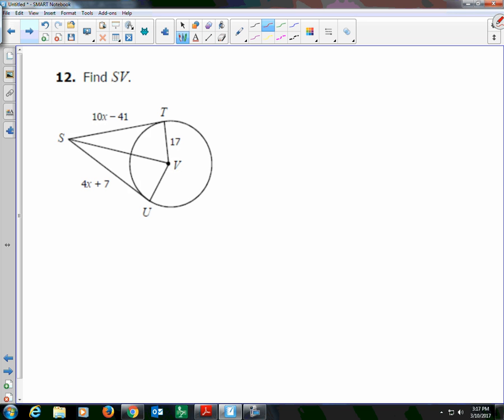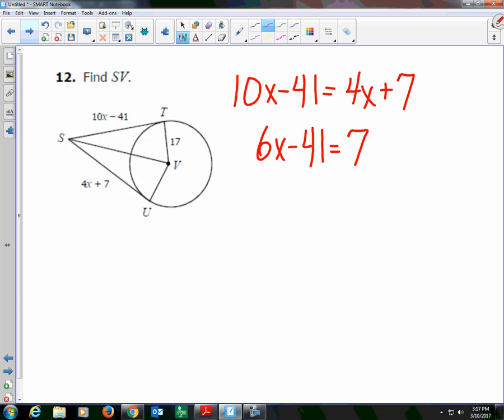Number 12, the same thing holds true. We know that ST, this distance here, will be the same as SU, that distance. But we're trying to find SV, and we'll get to what SV is in just a moment. So let's do what we know. We can set ST equal to SU. So 6x minus 41 equals 4x plus 7. Subtract 4x from both sides. Add 41 to both sides. And divide by 6. x is going to equal 8.